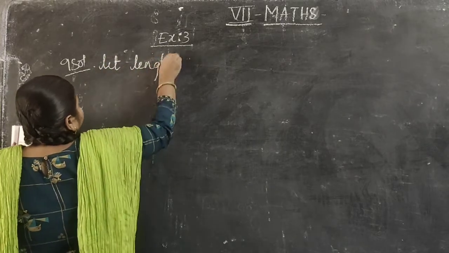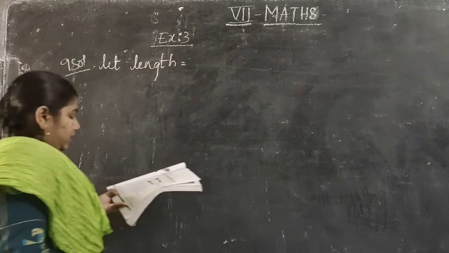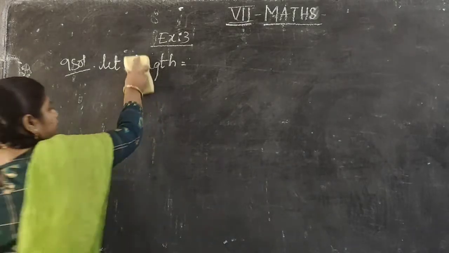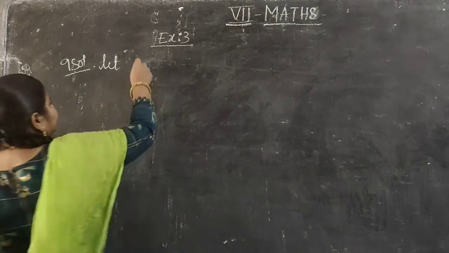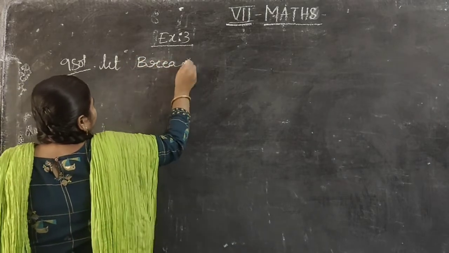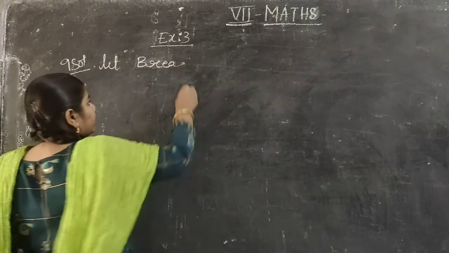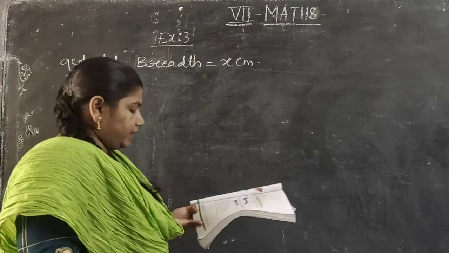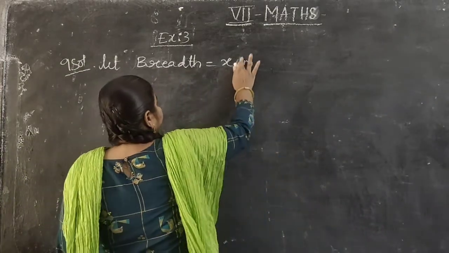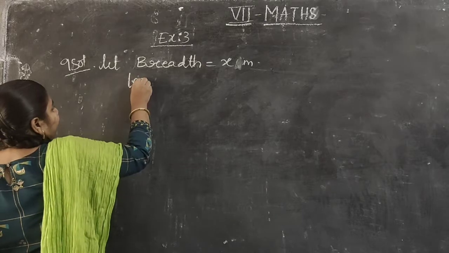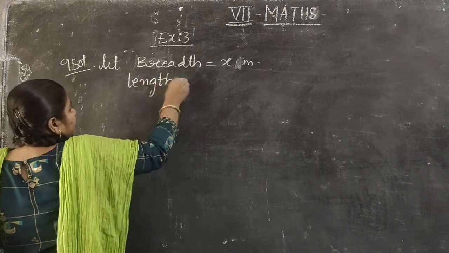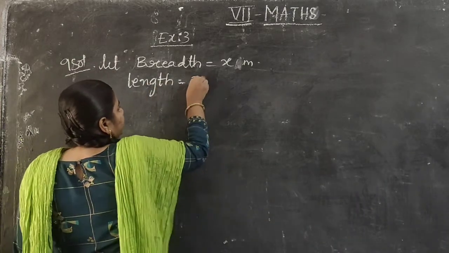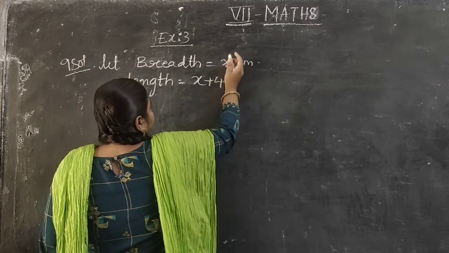Length value what they have given? They told that length of a rectangle exceeds its breadth by 4. They didn't mention about breadth value, so first we take the letter. Breadth value will be x meters. So I am taking the breadth value as x meters, and what they told about length, the length of a rectangle is exceeds its breadth by 4. That means it will be x plus 4 meters.